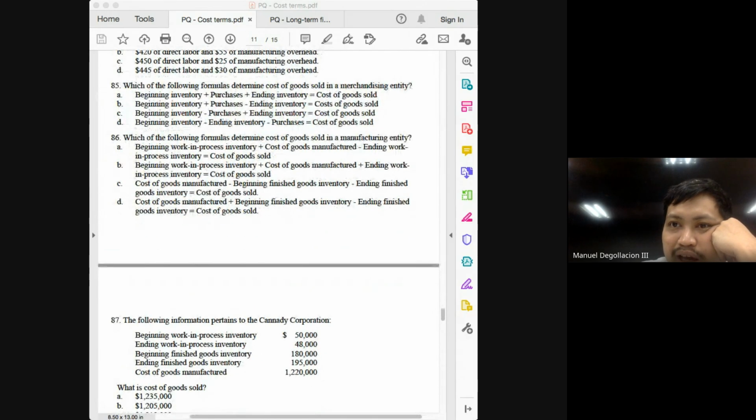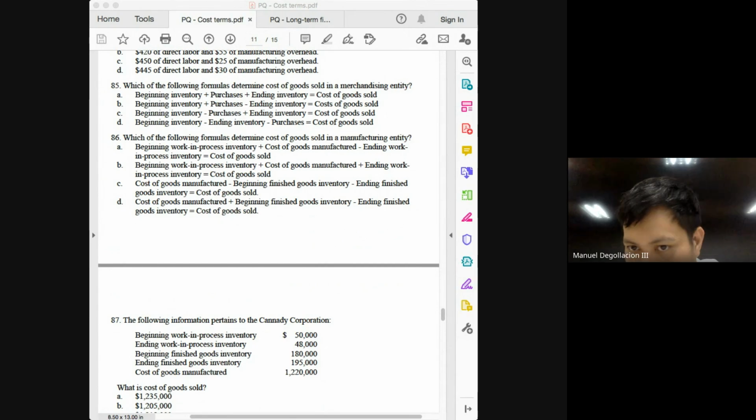86, which of the following formula determine cost of goods sold in a manufacturing entity? Okay, let's go over the choices. Beginning work in process plus cost of goods manufactured. No. It should be manufacturing cost minus ending work in process to give you your cost of goods manufactured.